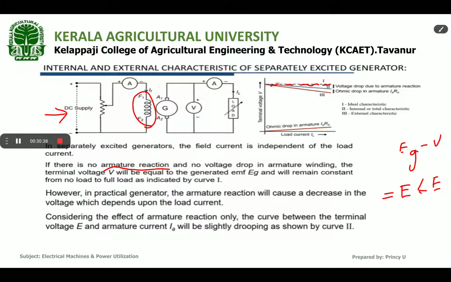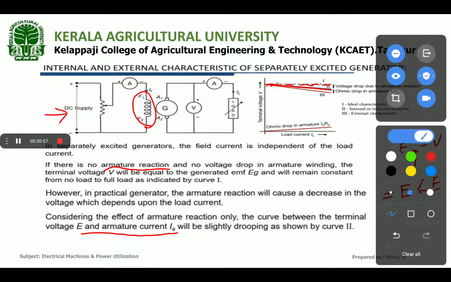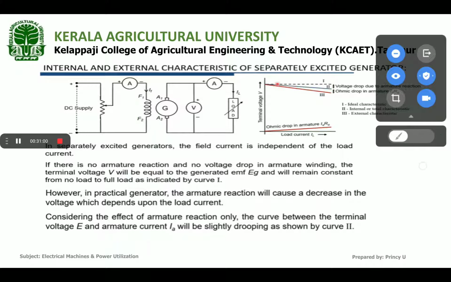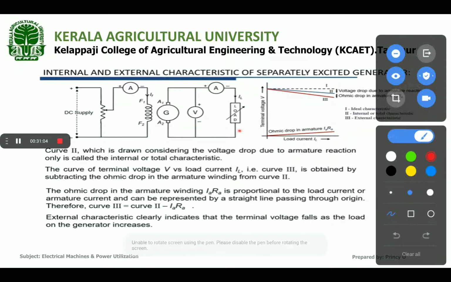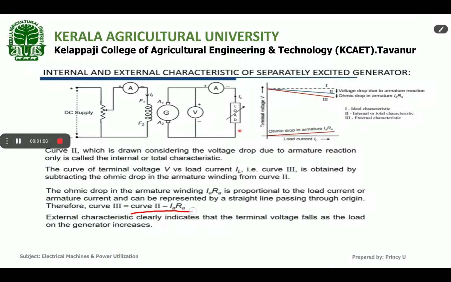So, considering the effect of armature reaction only, the curve between terminal voltage E and armature current Ia will be slightly drooping, as shown by curve 2. Curve 2 in the note is the blue line, that is the internal characteristics. And by considering another drop, the armature Ia Ra drop, curve 2 minus the Ia Ra drop will give curve 3, that is the external characteristics. So this red line represents the external characteristics, curve 3, and curve 2 represents the internal characteristics. If there is no voltage drop due to armature reaction and ohmic drop Ia Ra, then the curve will be like this dotted line.